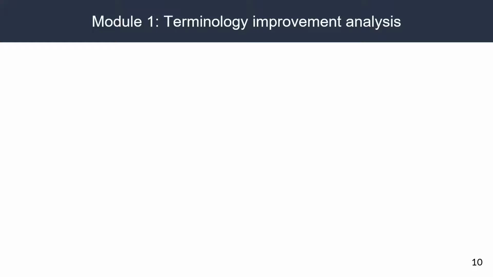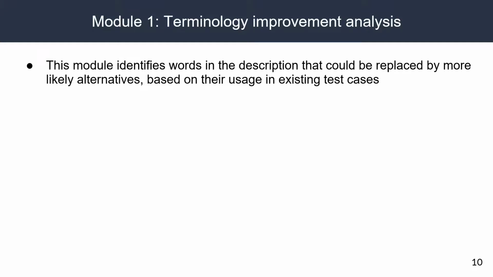I'm gonna go quickly over the three modules for analysis that we have at this moment. The first module is about the terminology improvement. It identifies words in the description of a test case that could be replaced by more likely alternatives. And these likely alternatives are recommended based on their usage in the previous and existing test cases.